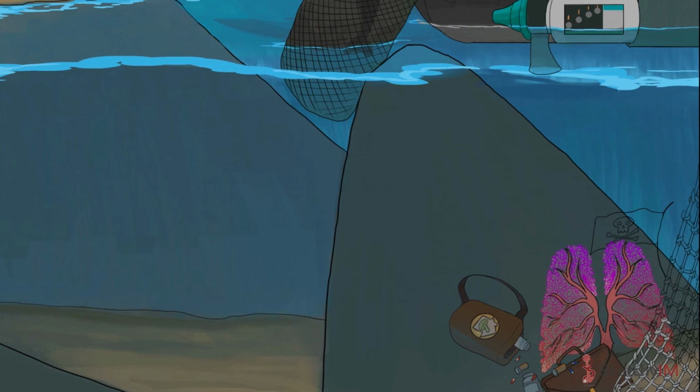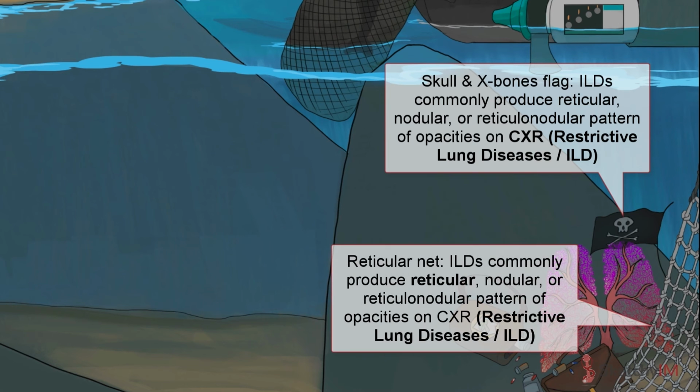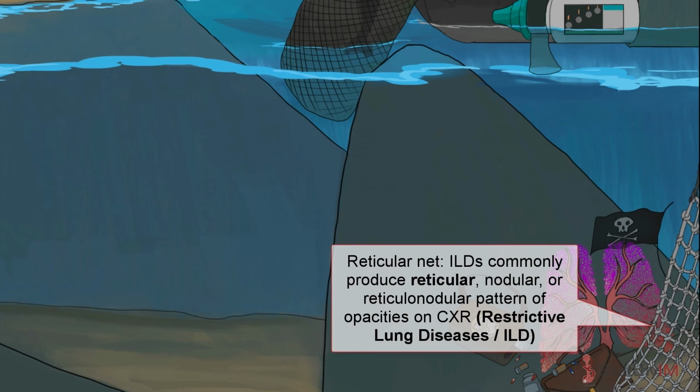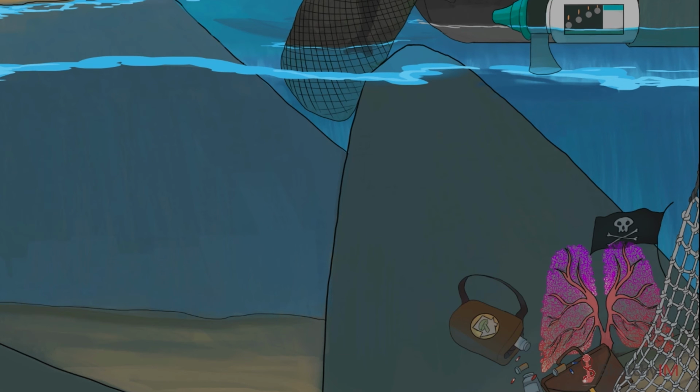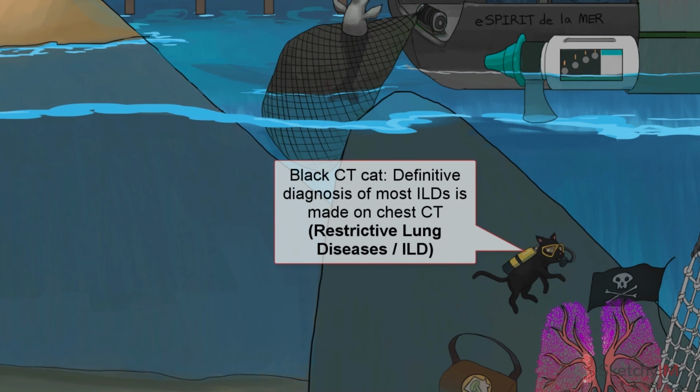On chest X-ray, the most common abnormality in interstitial lung disease is a reticular pattern of opacity, especially in the lung bases and periphery, kind of like this reticular net here, stuck way down at the bottom and far corner. Nodular or mixed reticulonodular opacity patterns can also be seen. Remember, though, that chest X-ray findings in ILD are not specific, so if you suspect ILD, your next step should be to order a high-resolution chest CT, represented by our recurring Sketchy symbol, the black CT cat.